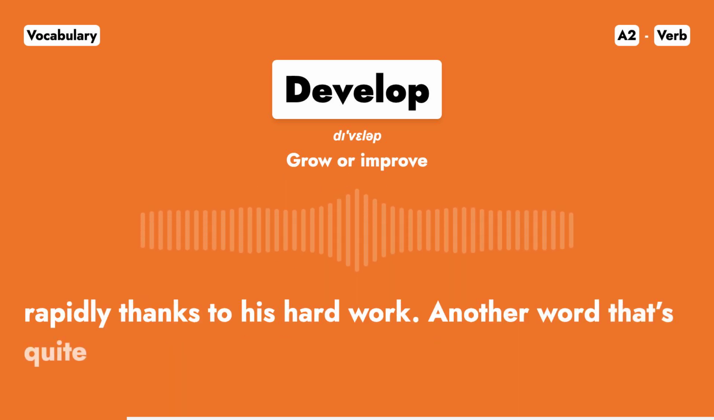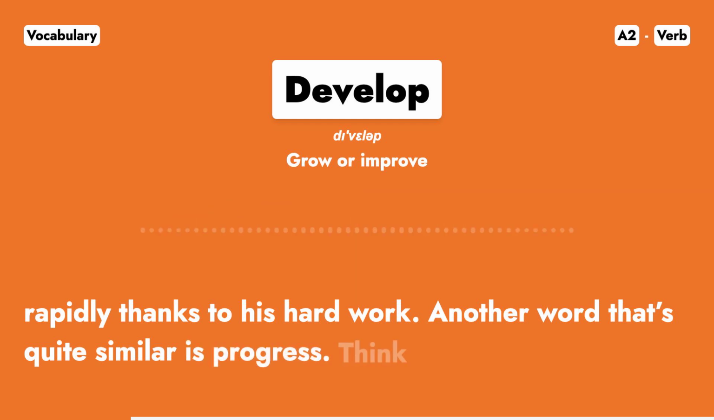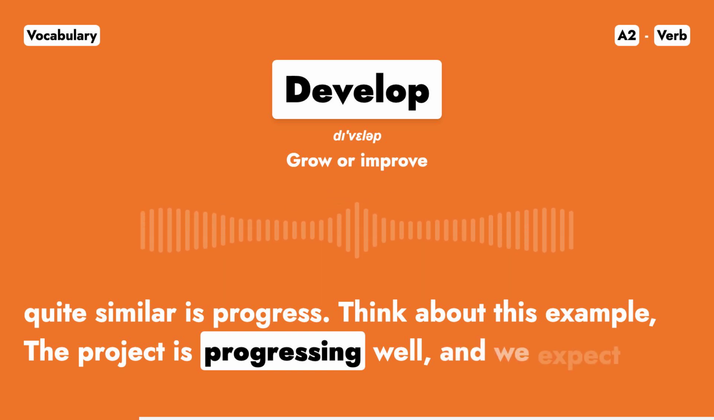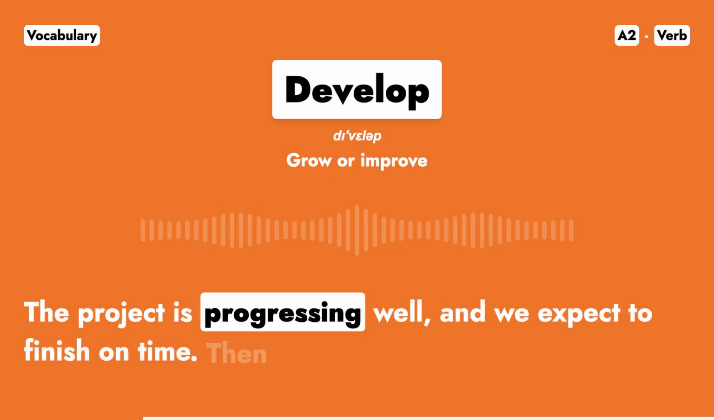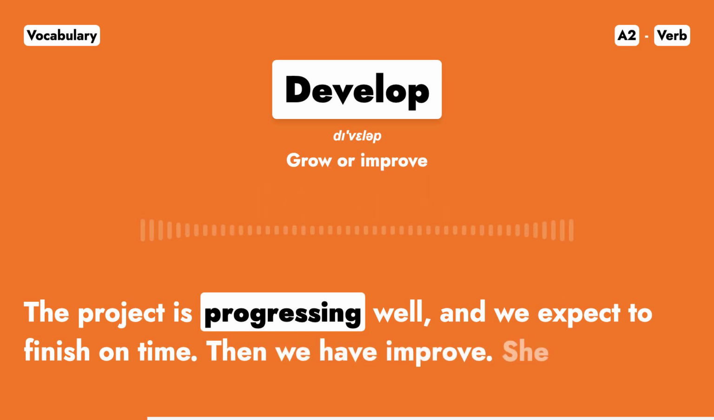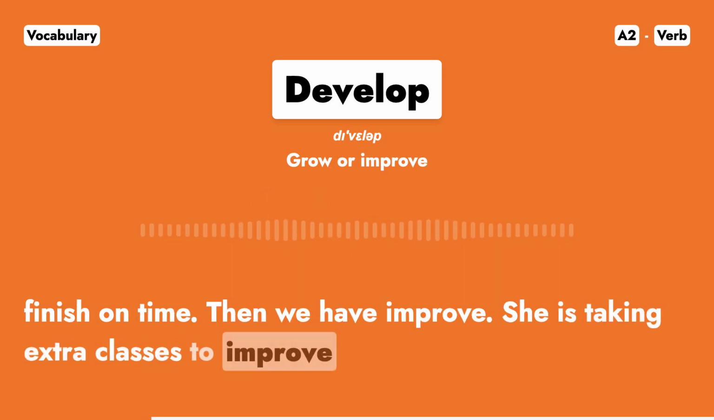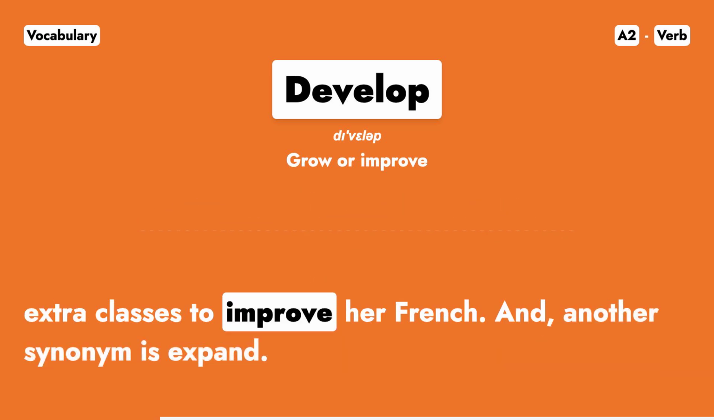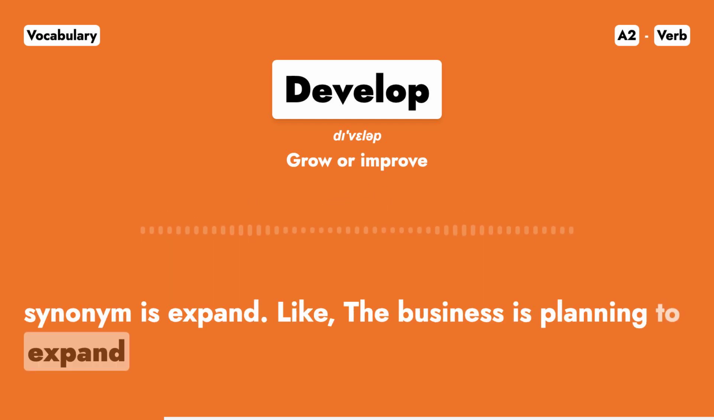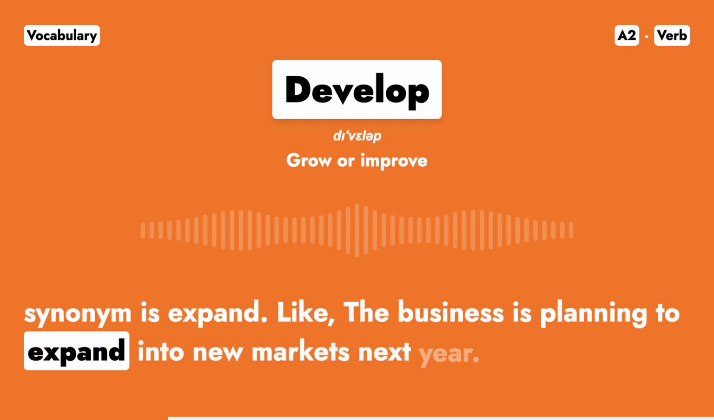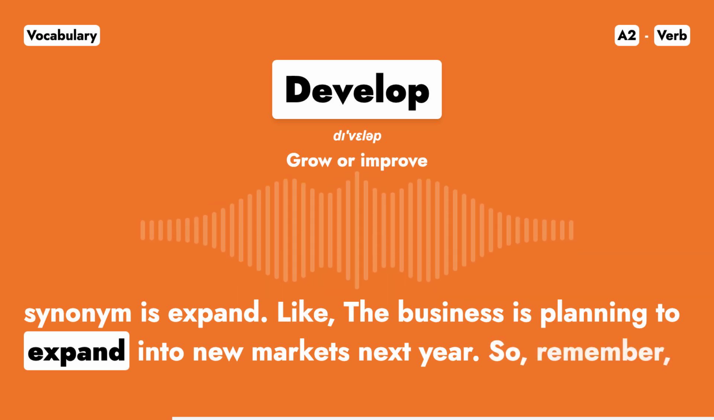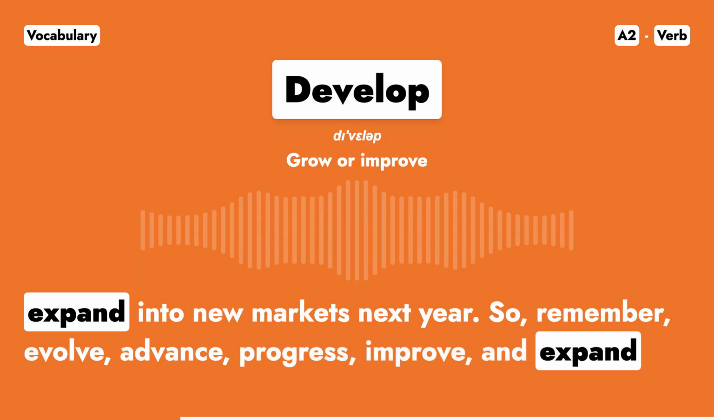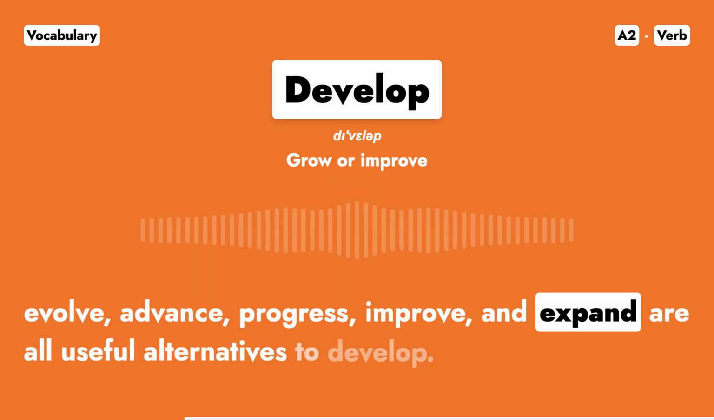Another word that's quite similar is progress. Think about this example. The project is progressing well, and we expect to finish on time. Then we have improve. She is taking extra classes to improve her French. And another synonym is expand. Like, the business is planning to expand into new markets next year. So, remember, evolve, advance, progress, improve, and expand are all useful alternatives to develop.